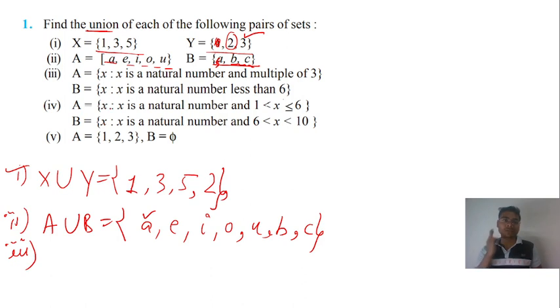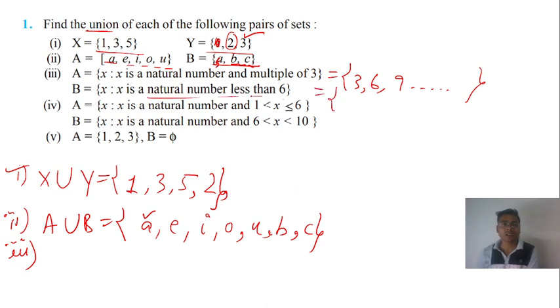We will now do the third question. They say that X is a natural number multiple of 3. So the natural numbers that are multiples of 3 are 3, 6, 9 and so on, and B is the natural numbers less than 6. What are the natural numbers less than 6? 1, 2, 3, 4, 5. There are no other natural numbers less than 6, and we will have to write the union of these.